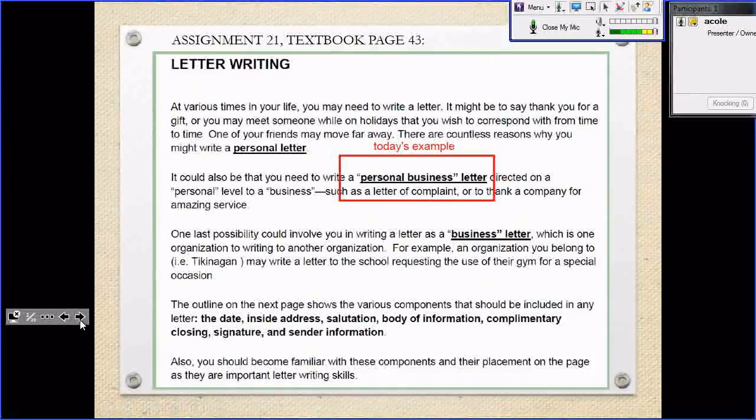All right, so this is PLAR English. Let's start off with letter writing. The information I'm sharing is from the textbook on page 43. I'll just read what the textbook has to say about letter writing.